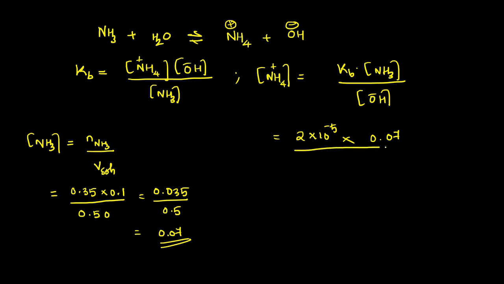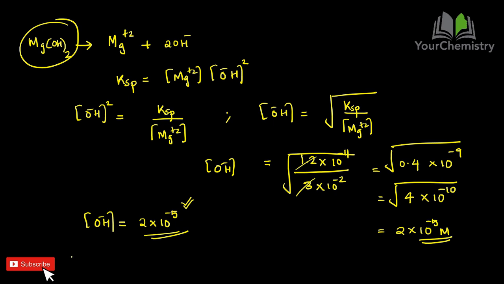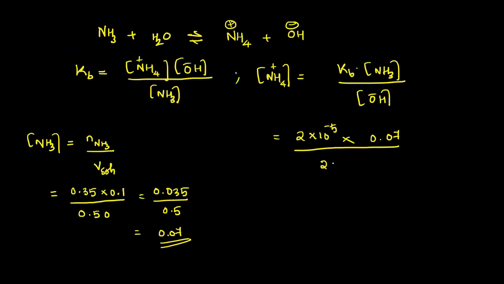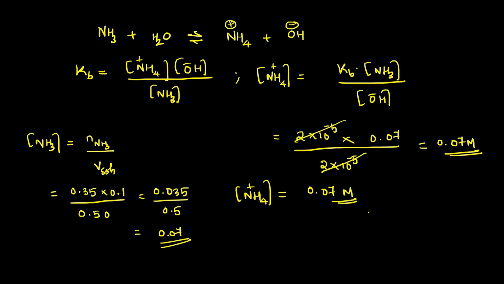So I substitute that value in our previous equation: 0.07 divided by, and OH minus we just got how much? 2 into 10 to the power minus 5. And the Kb is 2 into 10 to the power minus 5. So these two I can cancel. So what I will get is 0.07 molar. So the concentration of NH4 plus is how much? 0.07 molar. Any doubt is there?